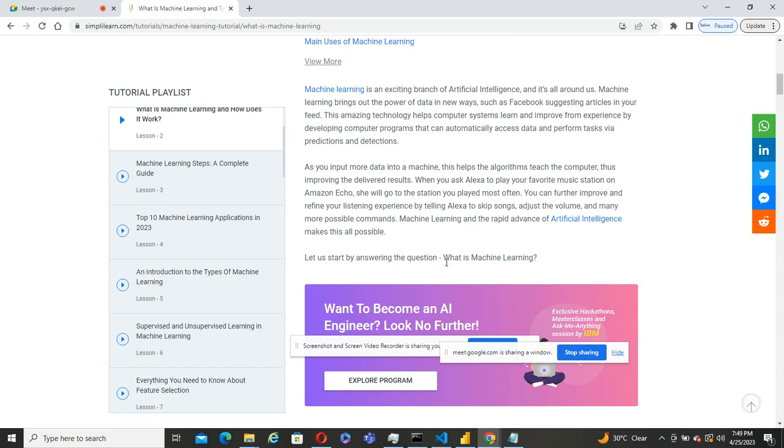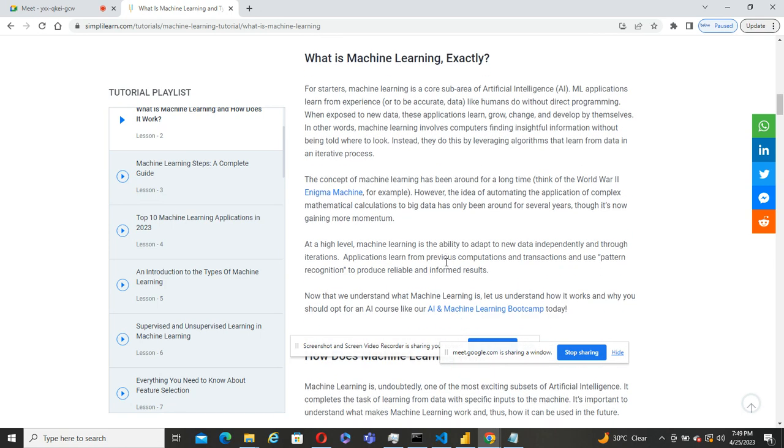Now, what exactly is machine learning? At the end of today's class, it's my objective that you will be able to explain machine learning to at least a 5-year-old child. Give an example, let a person understand the whole concept of machine learning, so that maybe someday you want to build a model with your data, you know how to go about it. Now, machine learning is a core sub-area of artificial intelligence.